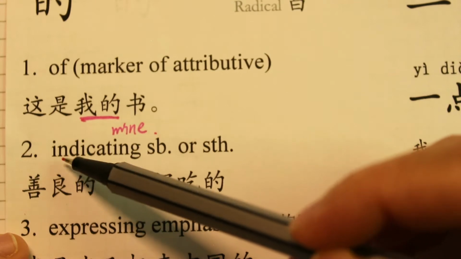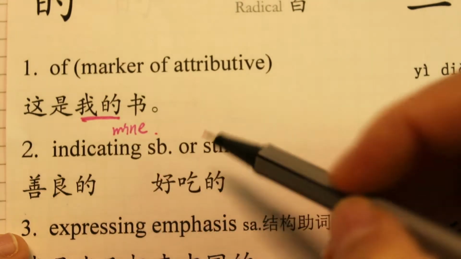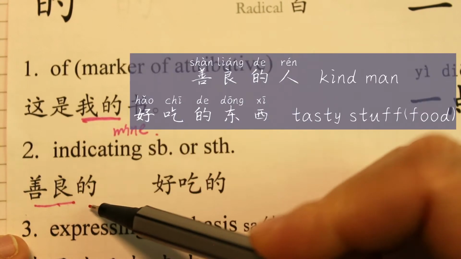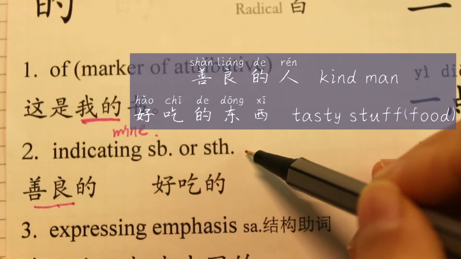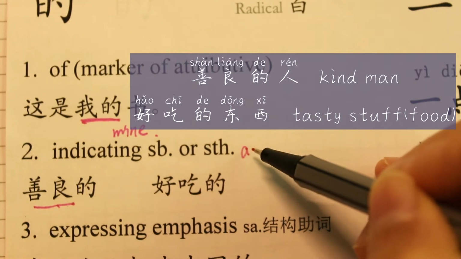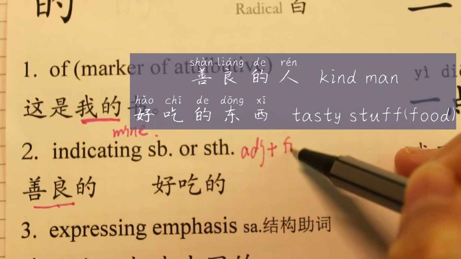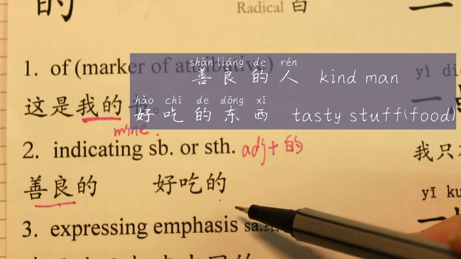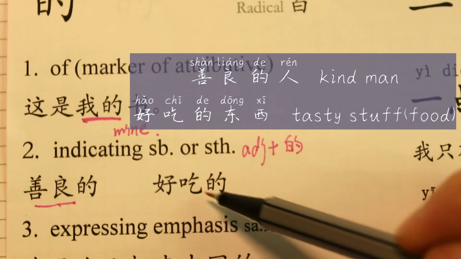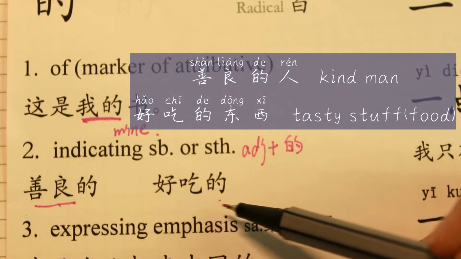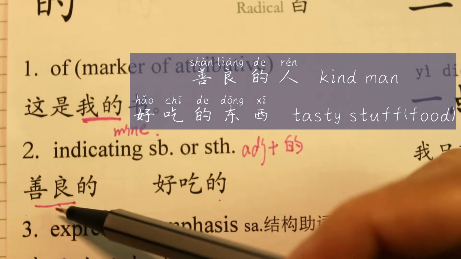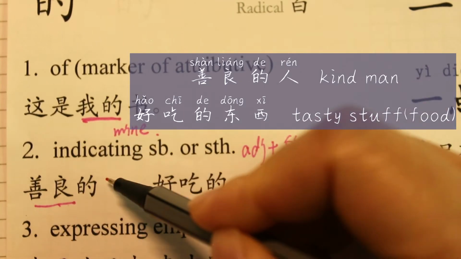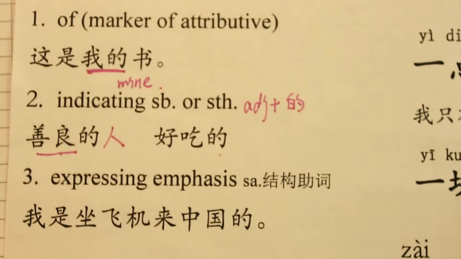The second meaning, it will also be used after an adjective. So here 善良 is an adjective. 善良的 means someone is really kind. 善良的, so adjective plus 的, and 好吃的 means tasty. Like 好吃的东西, something is tasty. Here 善良的人 means kind man, 善良的人, kind man.